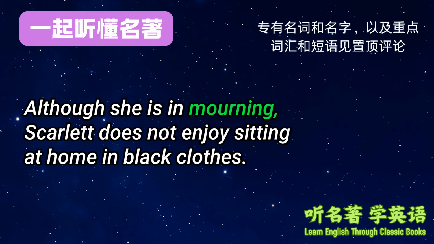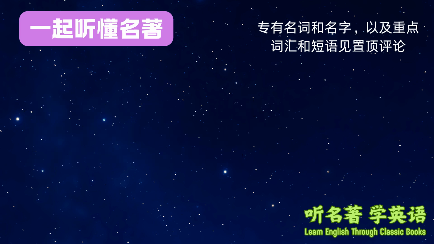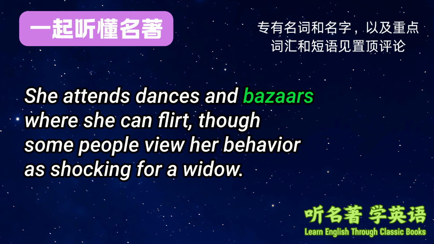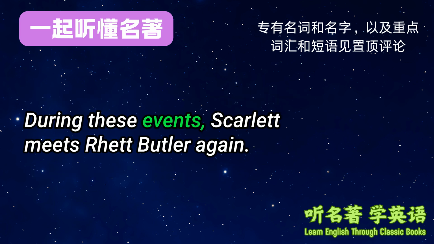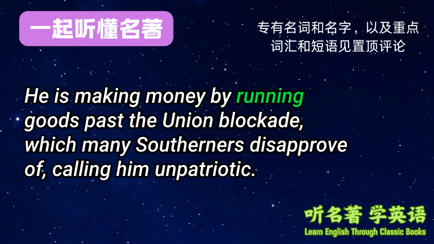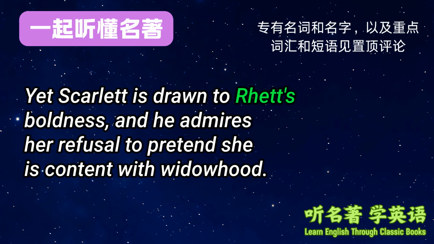Although she is in mourning, Scarlett does not enjoy sitting at home in black clothes. She attends dances and bazaars where she can flirt, though some people view her behavior as shocking for a widow. During these events, Scarlett meets Rhett Butler again. He is making money by running goods past the Union blockade, which many Southerners disapprove of, calling him unpatriotic. Yet Scarlett is drawn to Rhett's boldness, and he admires her refusal to pretend she is content with widowhood.